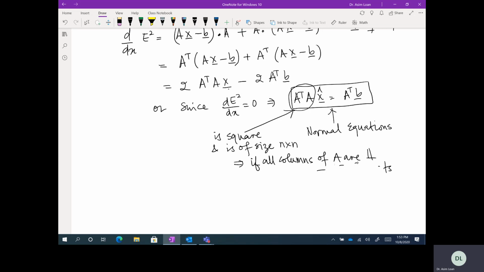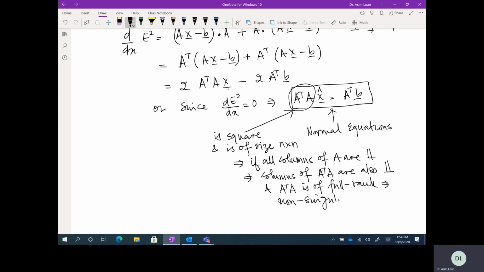This implies the columns of A transpose A are also independent, and A transpose A is of full rank, implying it is non-singular. Okay, good.